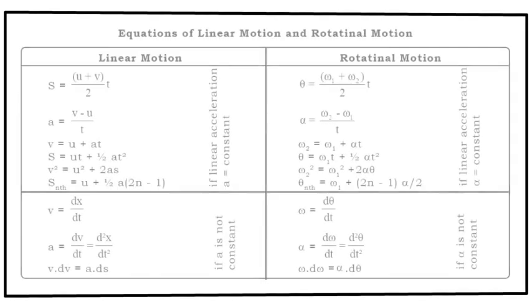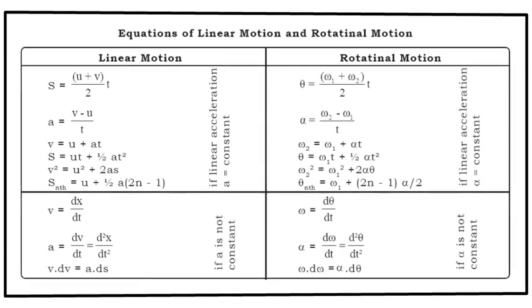Those were the problems based on the position of a center of mass. Now we'll see the equations of linear motion and rotational motion. See, you have to see across the table. I'll read the first point of linear motion, then I'll read the first point of rotational motion and explain to you the analogy between the two. S is a linear displacement, would be replaced by what? Theta, which is angular displacement. So theta is equal to (omega 1 plus omega 2) by 2 into t. U is replaced by omega 1, V is replaced by omega 2. I hope you understood the analogy between the two.